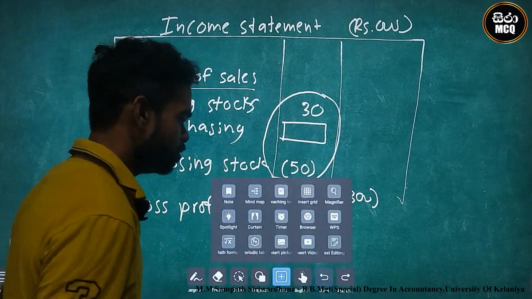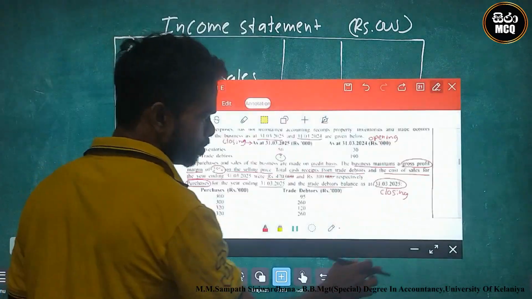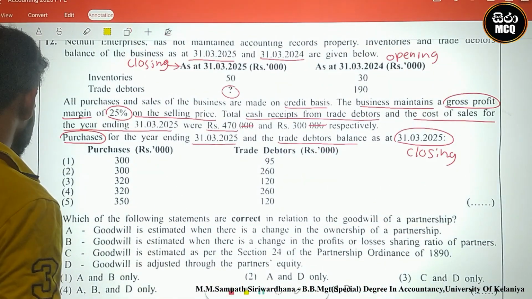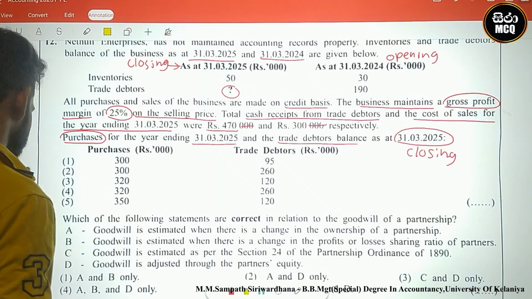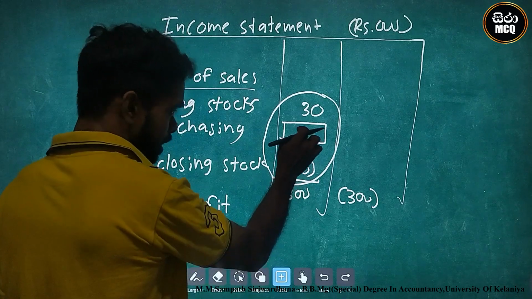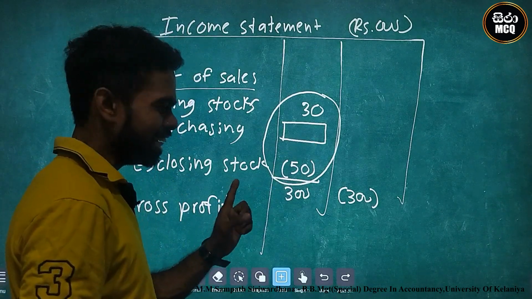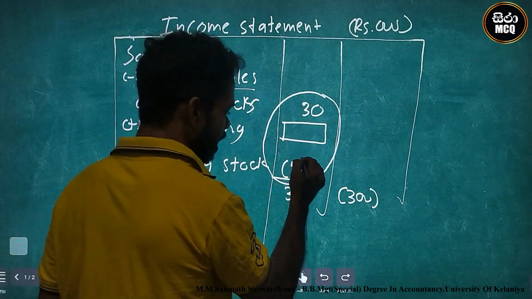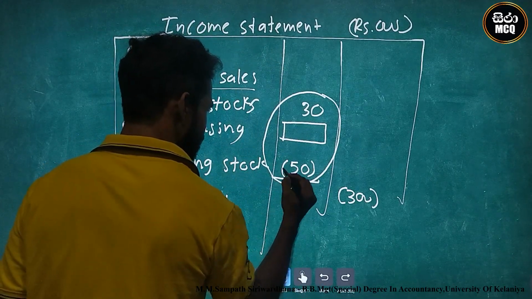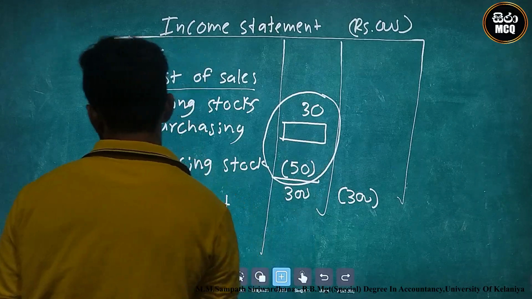Okay, what's the other information? Look here, other information. All the information is given, so we can calculate. Look here, purchasing is there. We must calculate purchasing. How can we calculate? Look here, 300, this is the reverse of this.